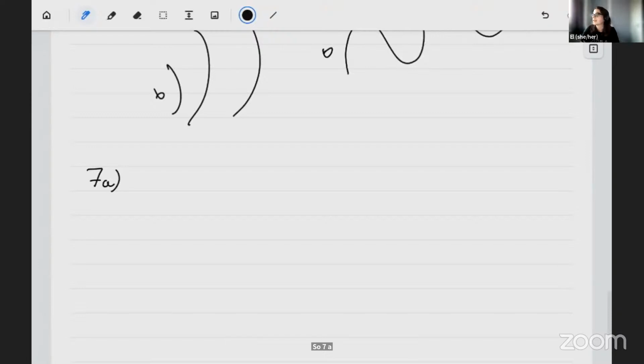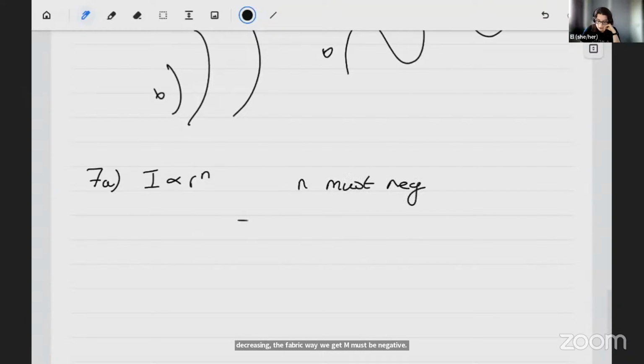So 7A explains that the intensity decays as one moves further away from the source due to the rays diverging. If I is the intensity and R is the distance from the source, then I is proportional to R to the N. What is N? Well, we know that if the intensity is decreasing the further away we get, N must be negative. It must be some form of I is proportional to 1 over R to the something. It needs to decrease as R increases.